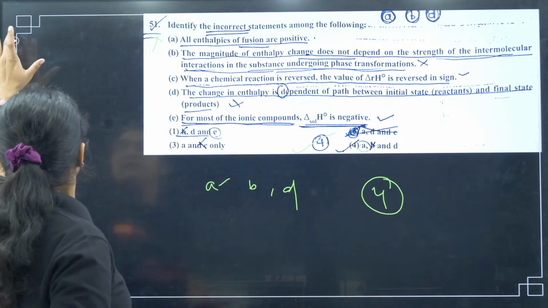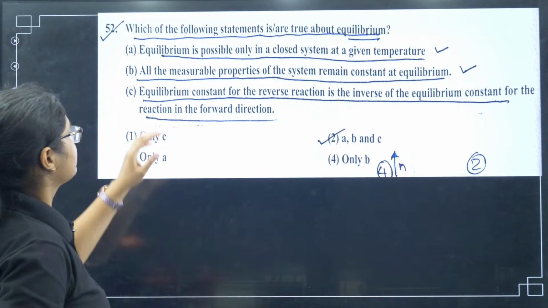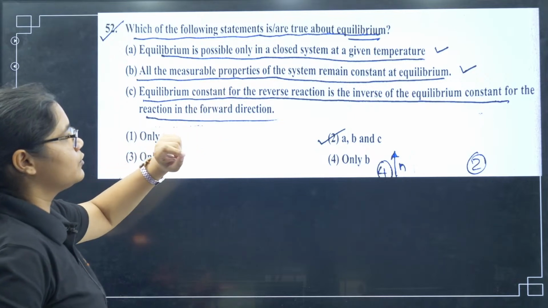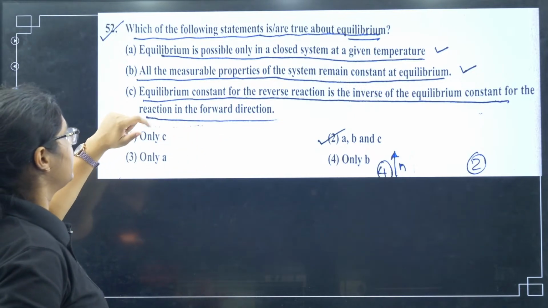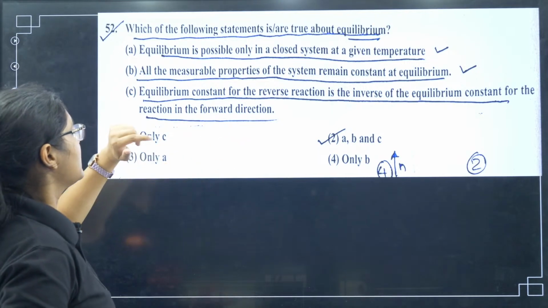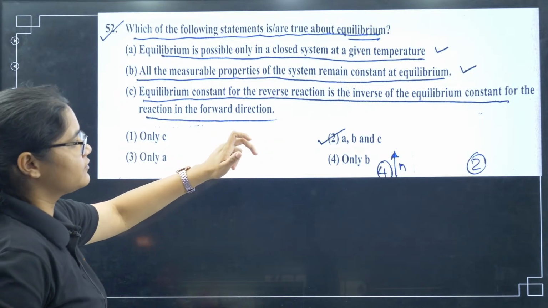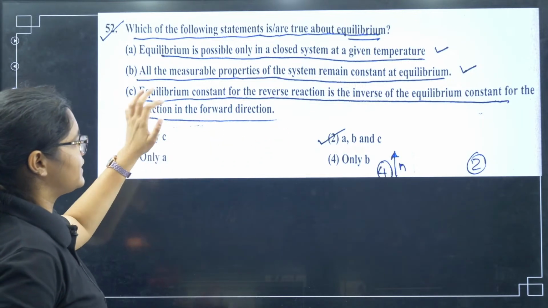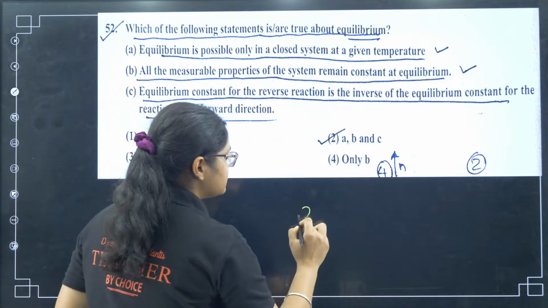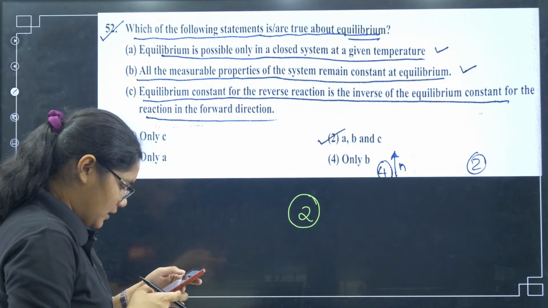Okay. Next, which of the following statements is true about equilibrium? Equilibrium is possible only in a closed system. Yes, that is a correct statement. All measurable properties of the system remain constant. That is also correct. The equilibrium constant for the reverse reaction is the inverse of the equilibrium constant for the forward reaction. That is also correct. So all the statements are correct, and the correct answer will be option number 2 here.